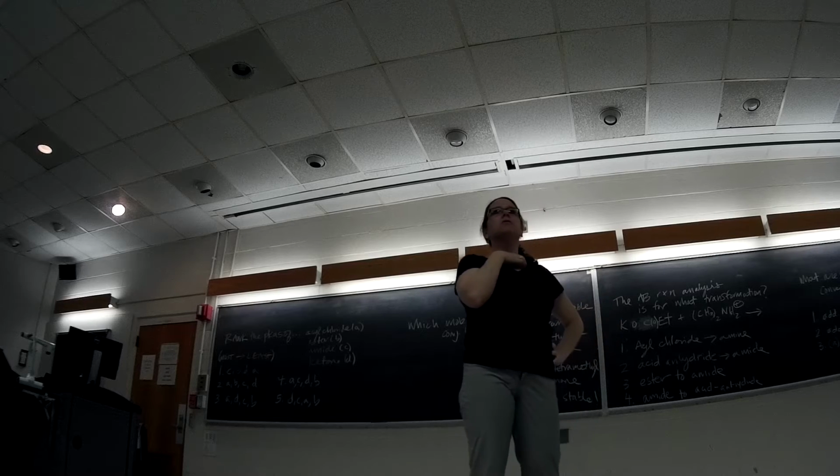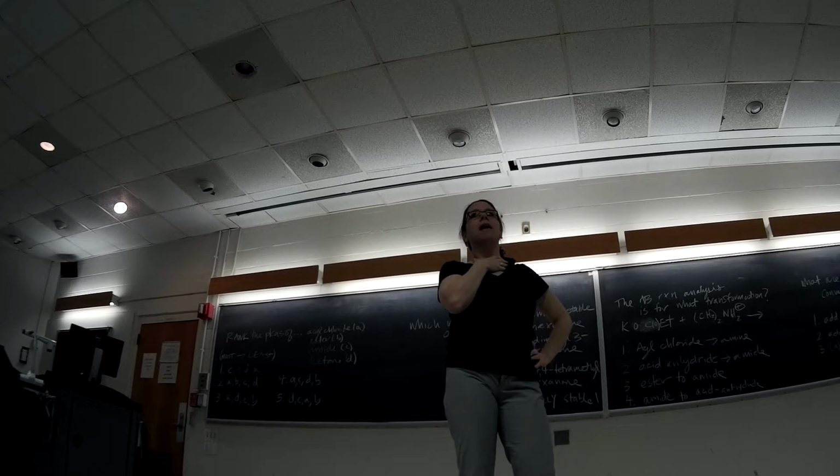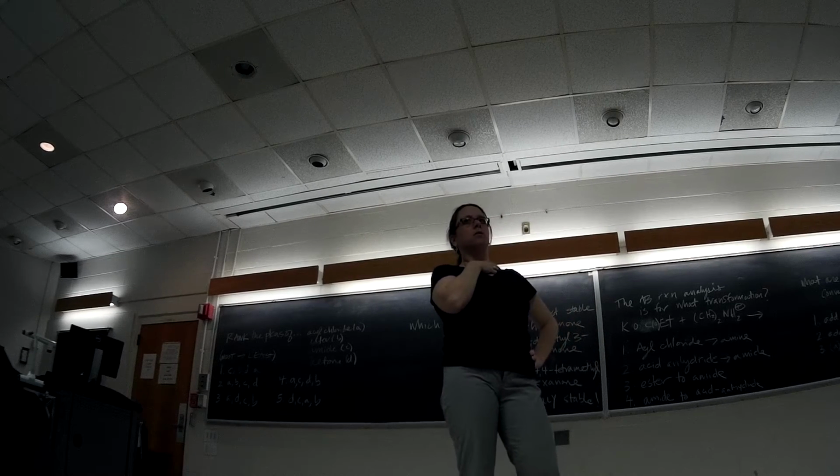The third one says, the acid-base reaction analysis is for what transformation? That's what AB is, acid-base. The acid-base analysis that's shown is for what transformation? Some choices here. And what are the synthetic steps to convert ethyl butanoate to butanoic propanoic anhydride? Okay?